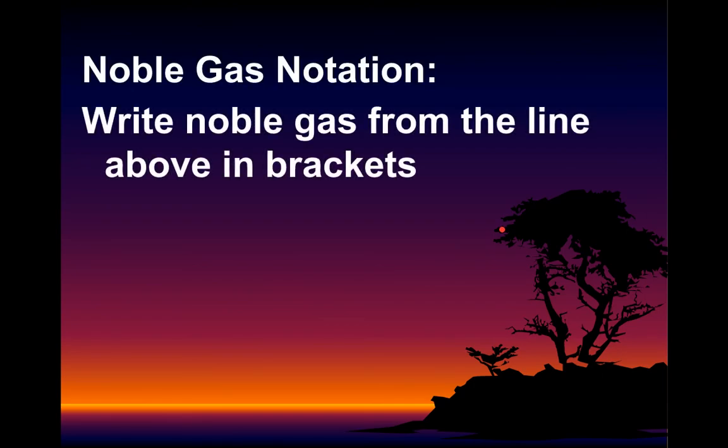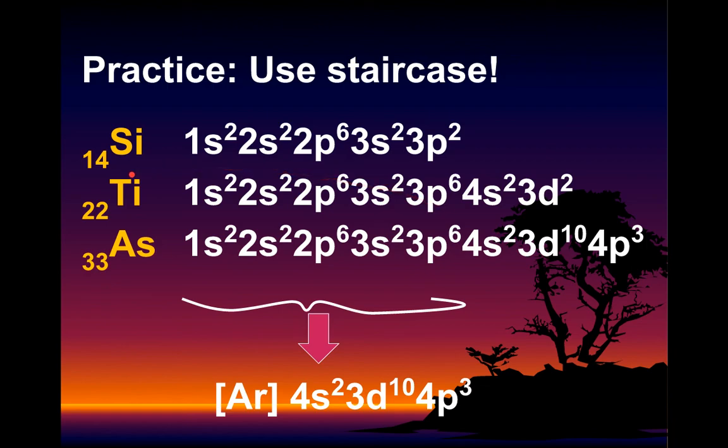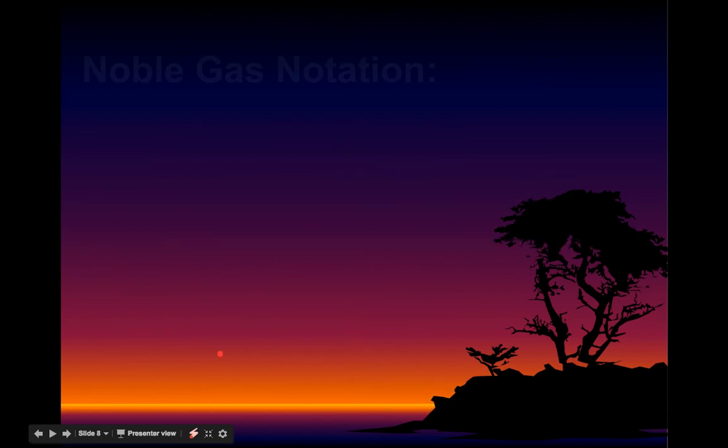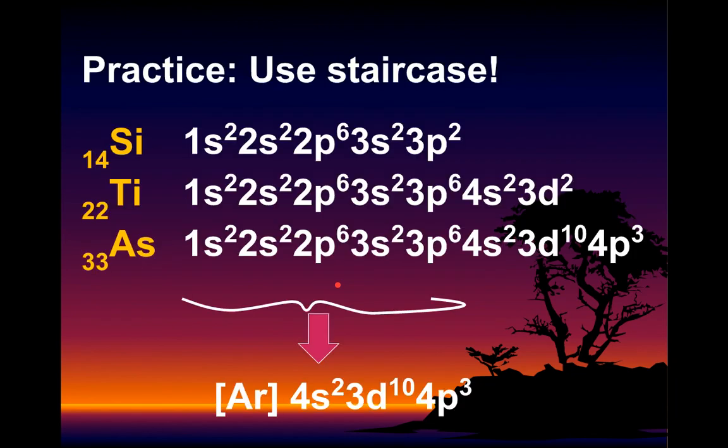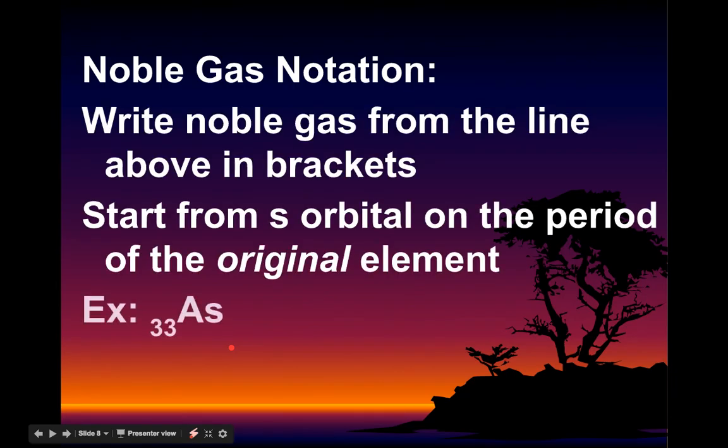In noble gas notation, you start by writing the noble gas from the line above in brackets. So if you look at the periodic table to number 33, arsenic, you'll see if we go on the line above all the way to the right, the noble gas above that one is argon, Ar. We wrote that in brackets. Now, after that, we start from the s orbital on the period of the original element. This trips up students sometimes. They're trying to look up argon. That's not the original element in question. The original element was arsenic.